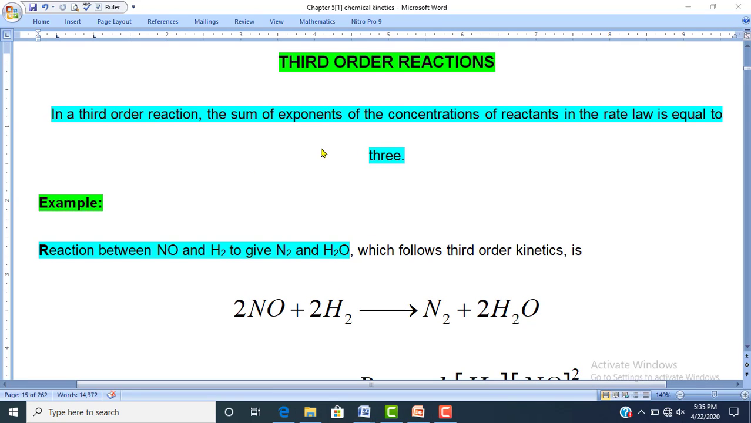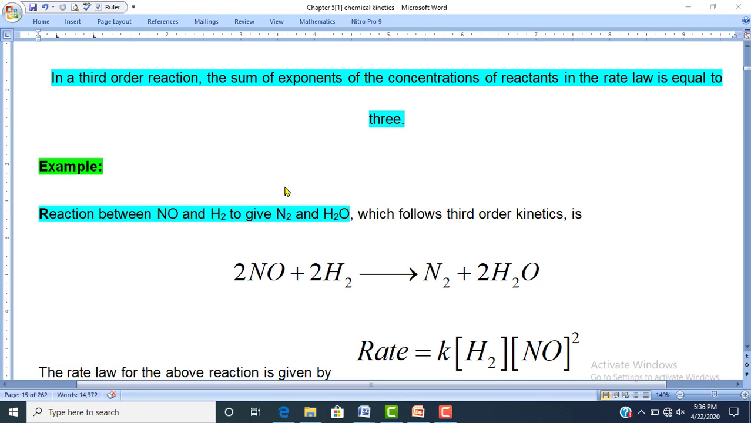Dear students, third order reaction is defined as the reaction in which the sum of exponents of the concentration of reactants in the rate law is equal to 3. The reaction in which the sum of the exponents of the concentrations of reactants in the rate law is equal to 3, that reaction will be called third order reaction.